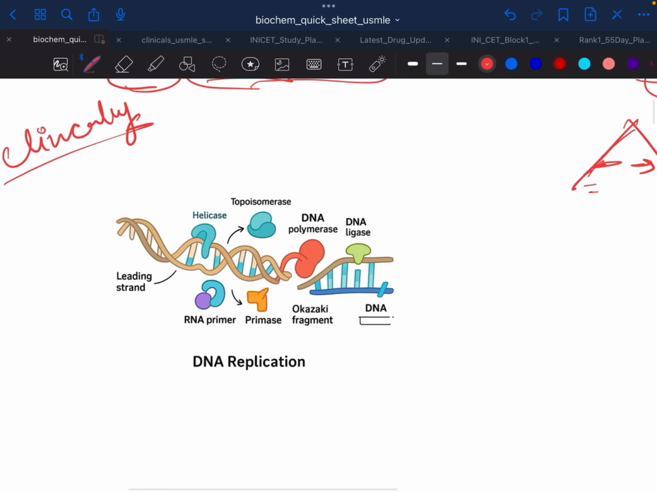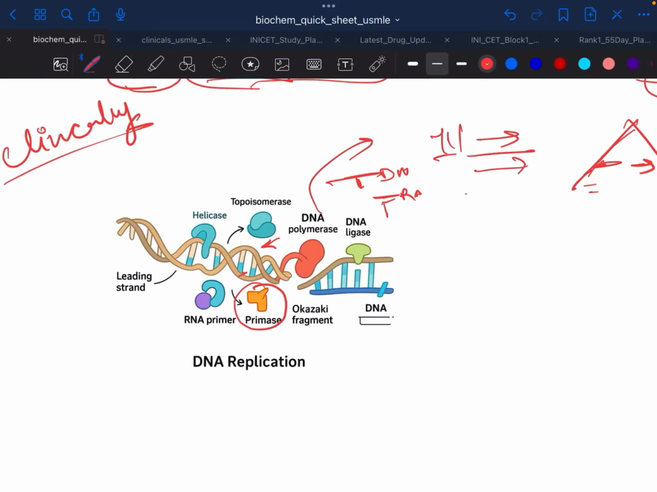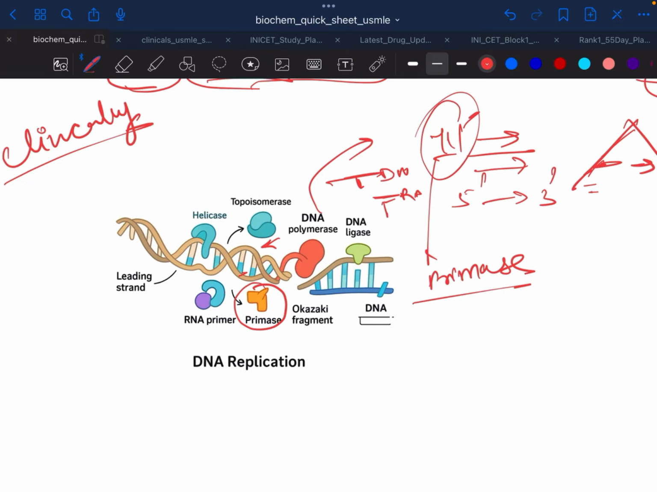DNA replication, here is a short diagram for your understanding. The RNA primer binds to it, and primase. What does primase do? Primase gives the RNA template to this DNA, and this is removed by DNA polymerase. DNA polymerase 3 goes forward and makes the strand in the 5 to 3 direction, and it uses this primer. Our main enzyme is DNA polymerase 3.